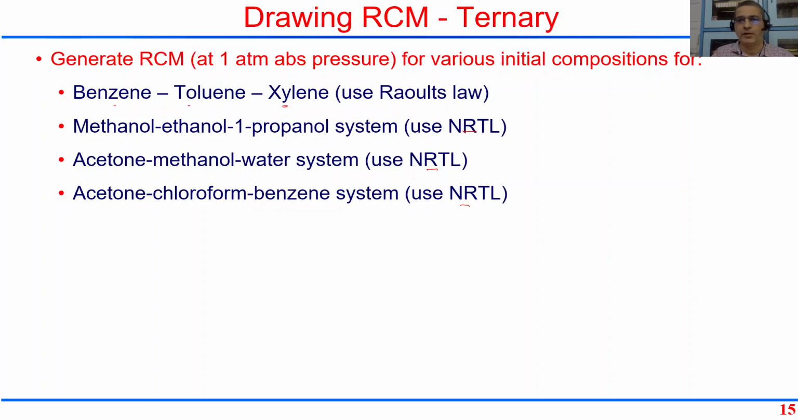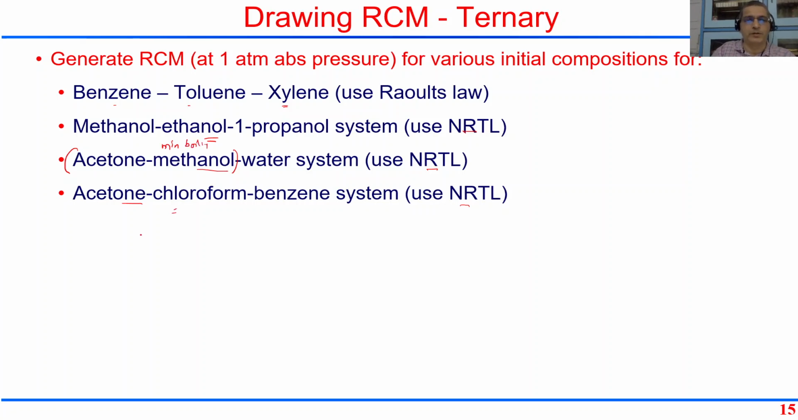Okay, now coming back to our other three systems, I want you to use the NRTL model for doing calculations for methanol, ethanol, propanol. Here there is no azeotrope, but when you go to acetone, methanol, water, there will be an azeotrope. Acetone and methanol form an azeotrope. They form a minimum boiling azeotrope. Acetone and chloroform form a maximum boiling azeotrope.